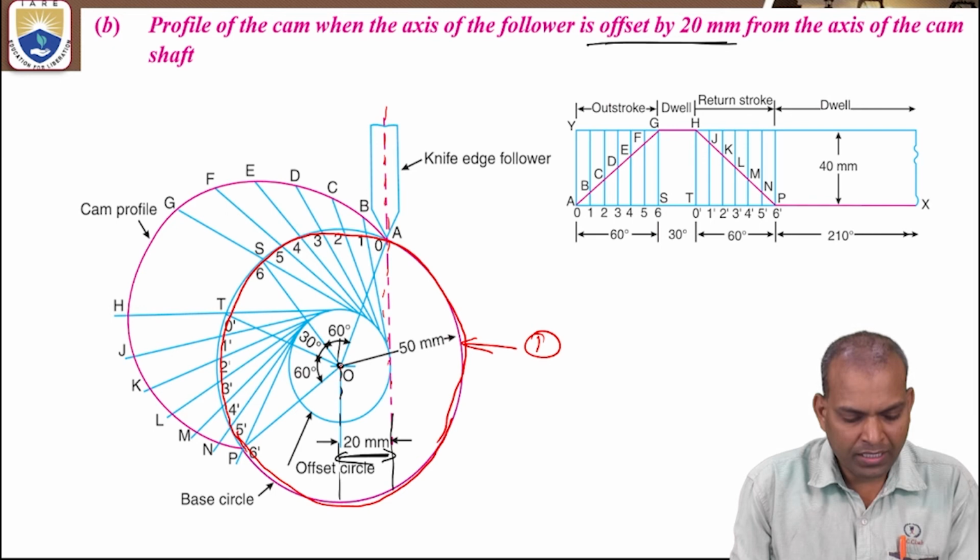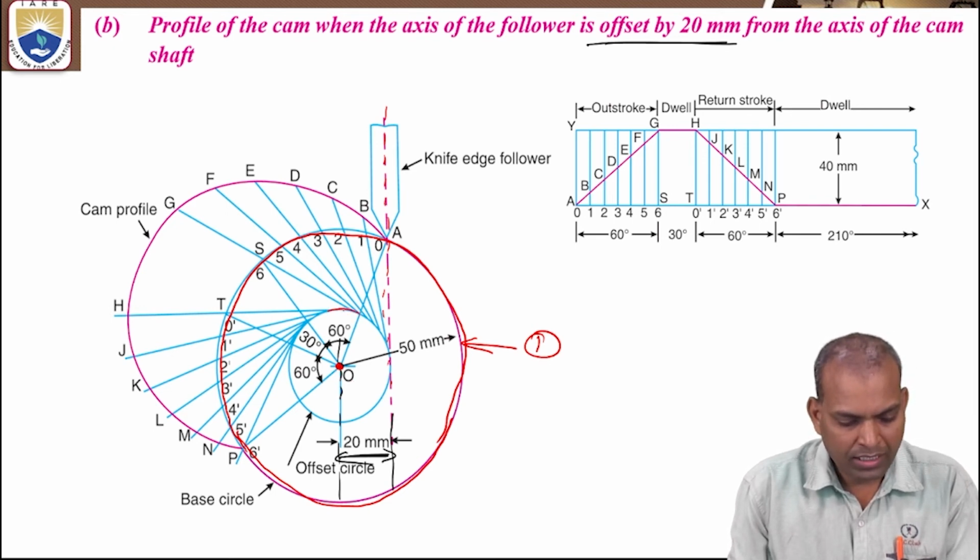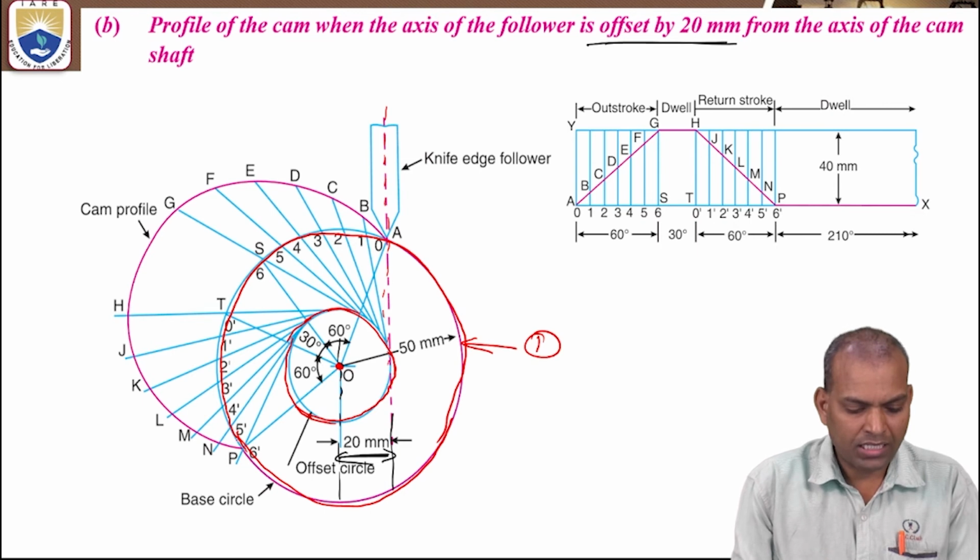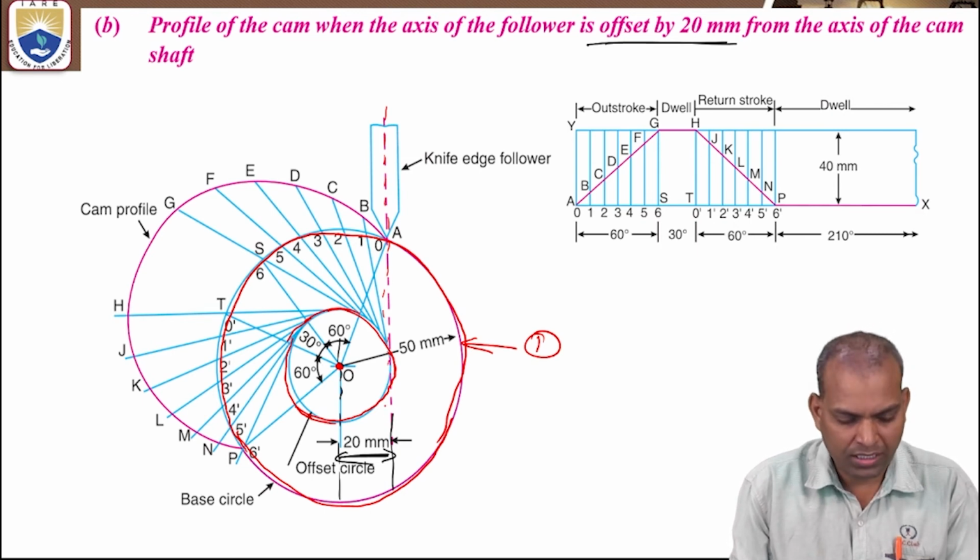Take a 20 millimeter radius, keep the center here, the center of the cam, the center of the base circle, and draw a circle with 20 millimeter radius. That circle is known as the offset circle. That is step 2.